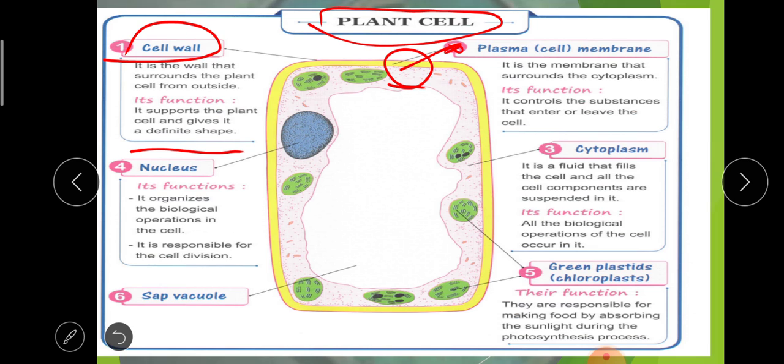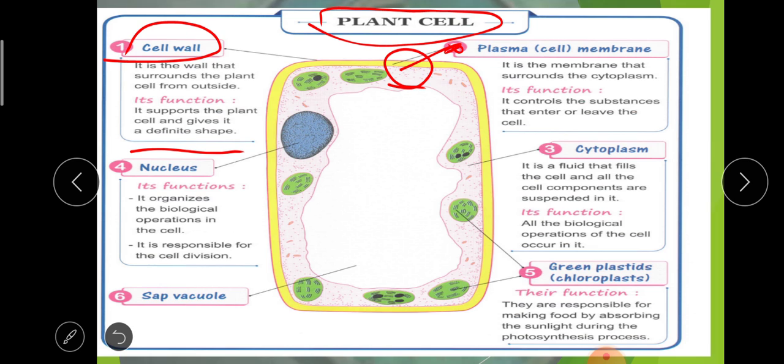We can cook in the kitchen, wash the dishes, and make a lot of things. The same, the cytoplasm, all the biological operation of the cell occurs in it. What is the meaning of biological? Biological is from biology, like respiration, like excretion, like feeding. This is called biological operation.